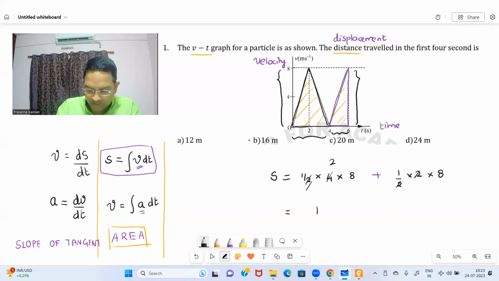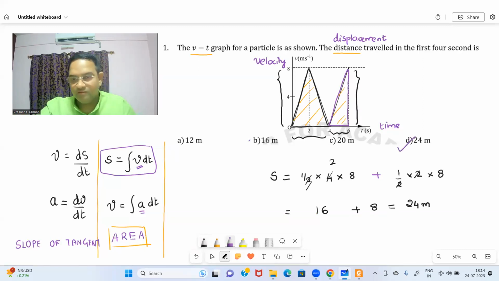So the answer for displacement is 16 plus 8. That gives us what? 24 meters. It's the distance in the first 4 seconds.